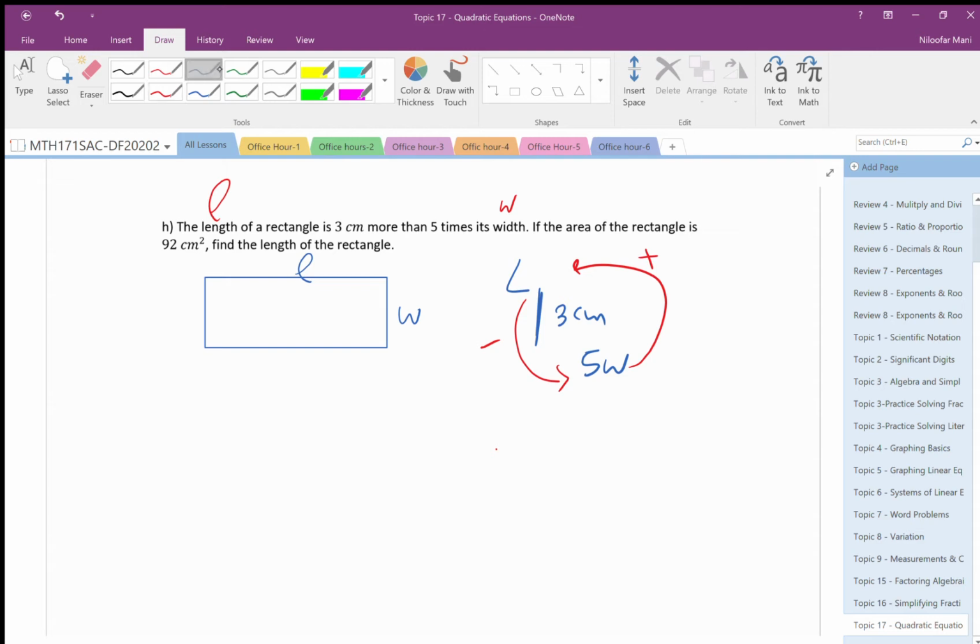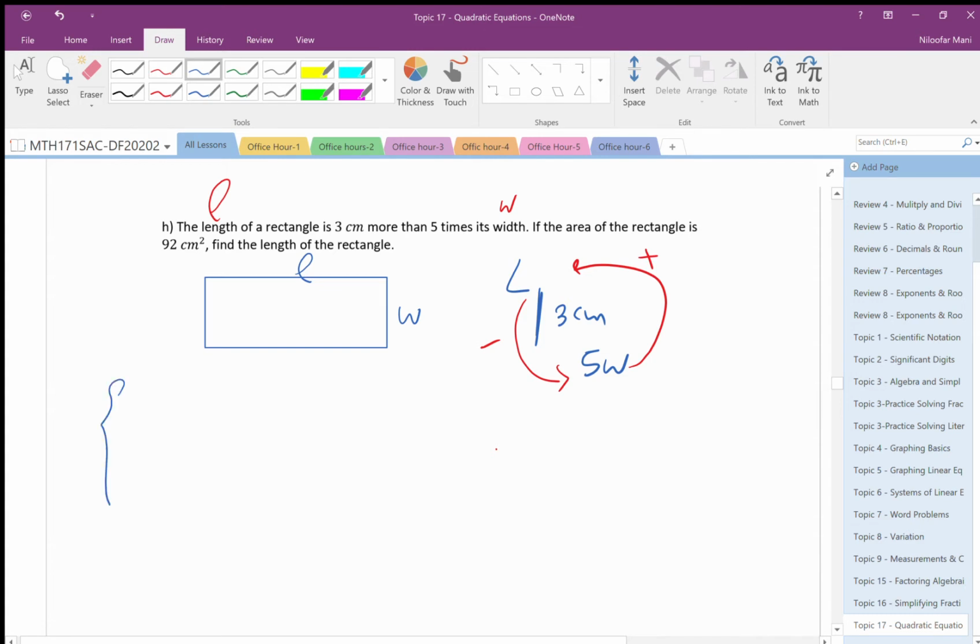Sometimes when I give this question, students read that the length is 3 centimeters more and they add, so L plus 3. But it's not L plus 3. Either L minus 3 is 5W, or 5W plus 3 is L, because L is more. Think of it like this: my age is more than your age. If I add to my age, it will be a big difference. So I either subtract from my age to get your age, or I add to your age to get my age. Here you do that, and then you understand what's going on.